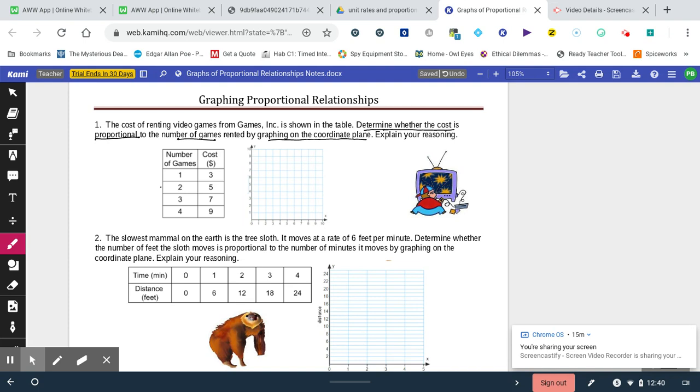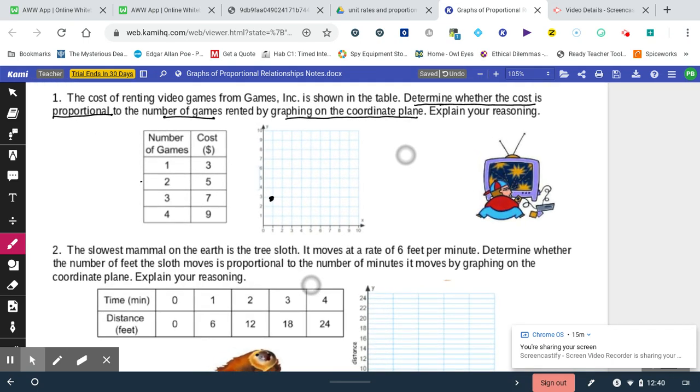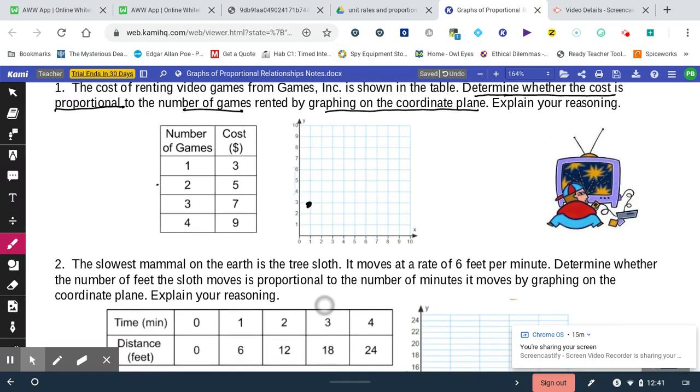So I'm going to go ahead and graph 1, 3: to the right 1 and up 3. All right, I'm going to graph 2, 5: to the right 2 and up 5. 3, 7: to the right 3 and up 7. 4, 9: to the right 4 and up 9. And I just want to graph to see if it's going to touch the origin. I know it's going to be a straight line.